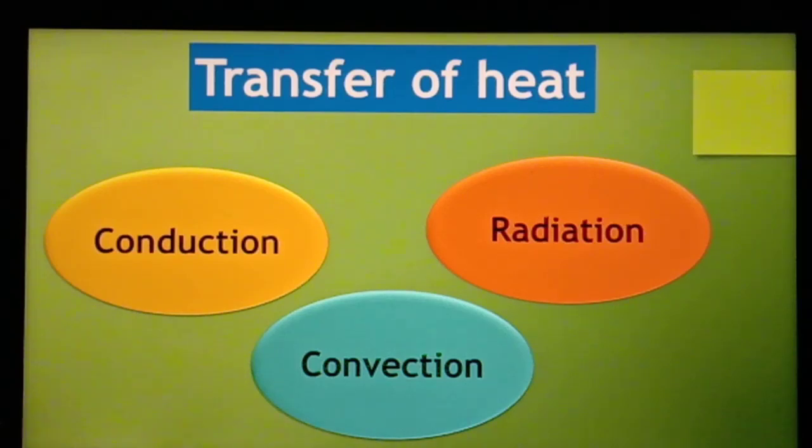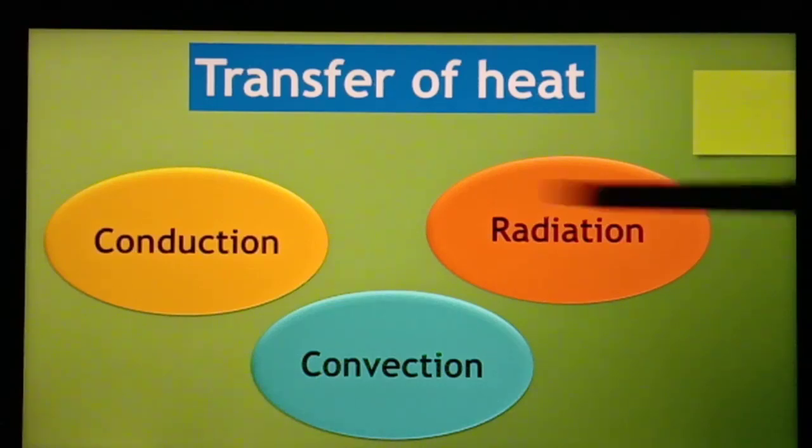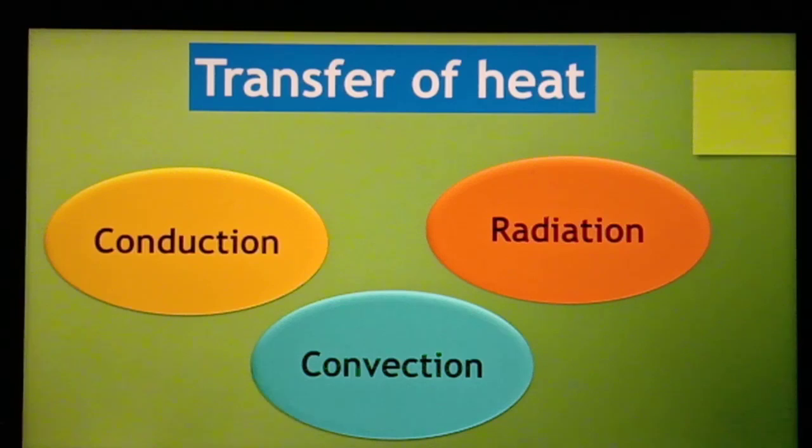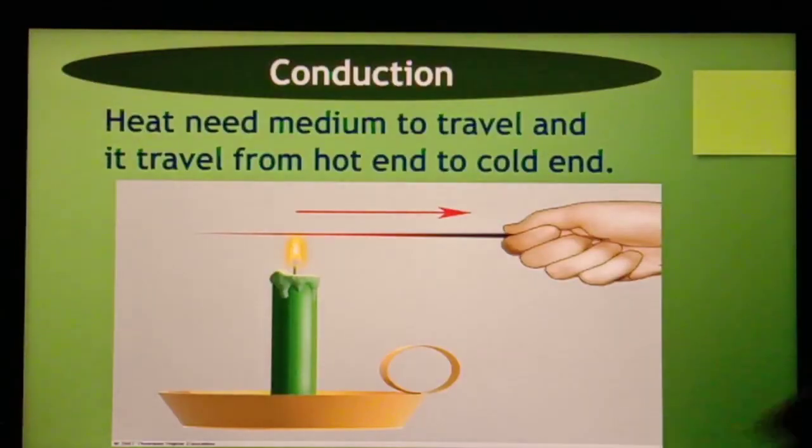As we all know, heat is a form of energy. So being a form of energy, it usually transfers from one place to another. There are three different methods by which heat can transfer itself. They are conduction, convection and radiation. So let us discuss these methods one by one.